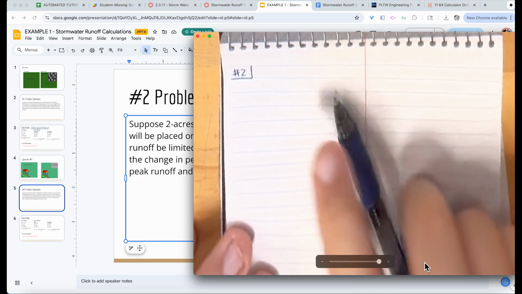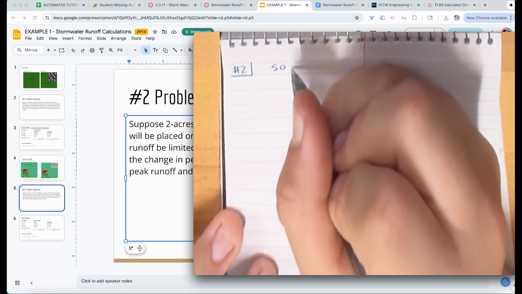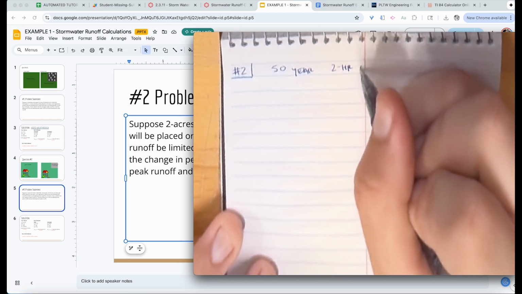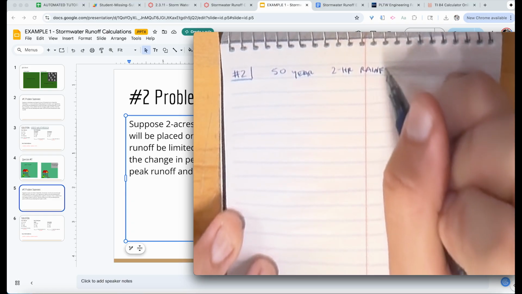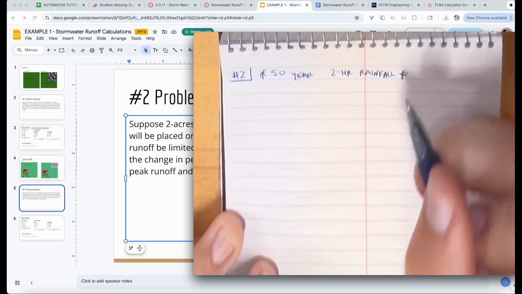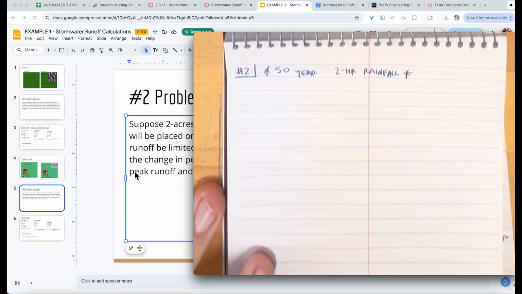So let's put this down: 50-year, 2-hour rainfall. It's going to be important that we know that. Remember, that's how we can determine our CF and also our I value. So we're going to write that down.